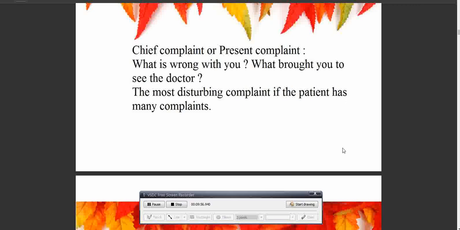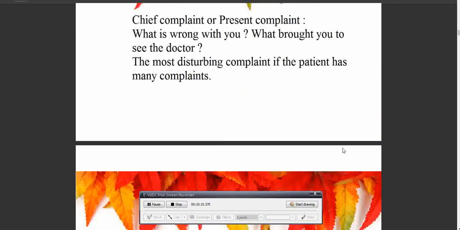Chief complaint can also be called present complaint. What is wrong with you? What brought you to see the doctor? The most disturbing complaint, since the patient has many complaints. You need to ask the patient in a simple way. That's what we call the chief complaint. What is wrong with you? What brought you to see the doctor?